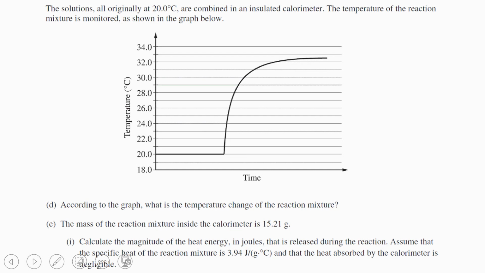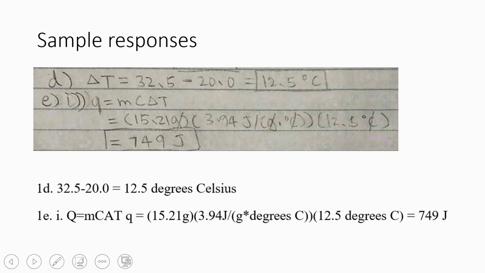So if we look at this one, D is just doing some graphical interpretation. What is the temperature change? And then you're going to use that temperature change to calculate the energy that is released there. So for the temperature change, this is kind of graphical interpretation. Can you read a graph and interpret initial and final temperatures? You should find that the temperature change is 12.5 degrees Celsius.